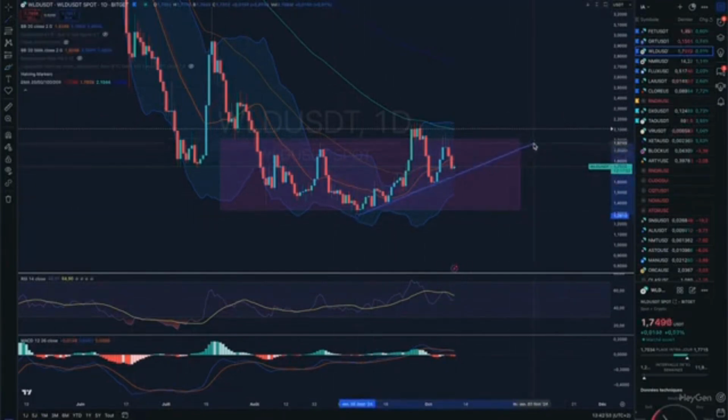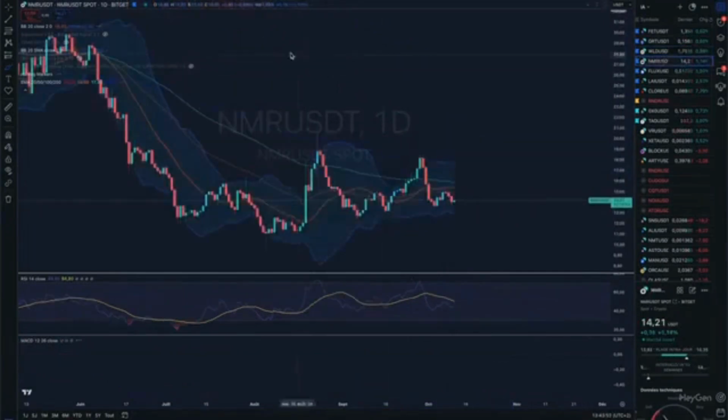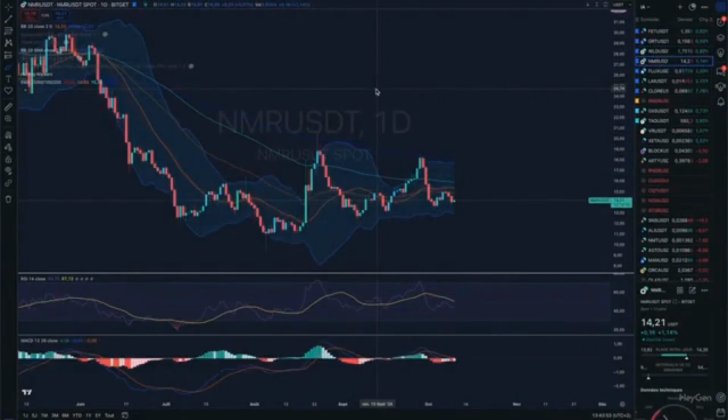So for now, on the WLD side, as long as we don't break this line, meaning as long as we don't break the 1,606,403 level here, everything is fine for now. We are still following this upward trend. What we hope is to bounce off this trend line to reach the top of the range and attempt to break out upwards. Because if we lose this upward trend line, unfortunately, you understand, it would be to seek the bottom of the range at 130.3423.